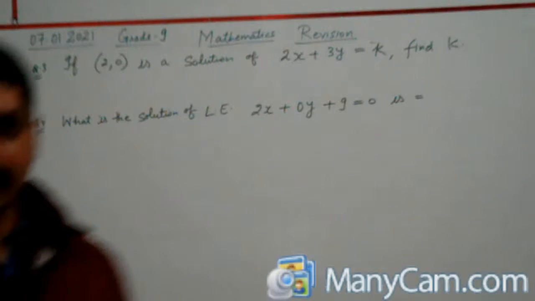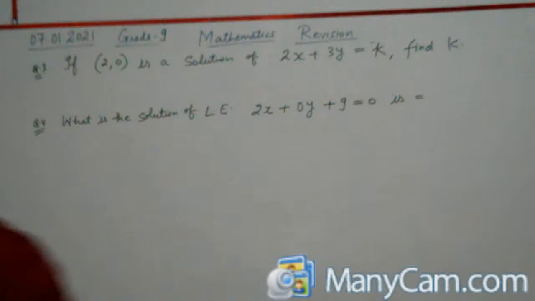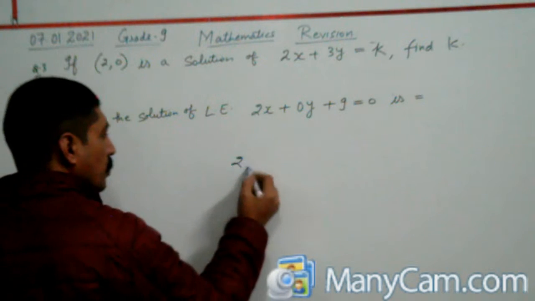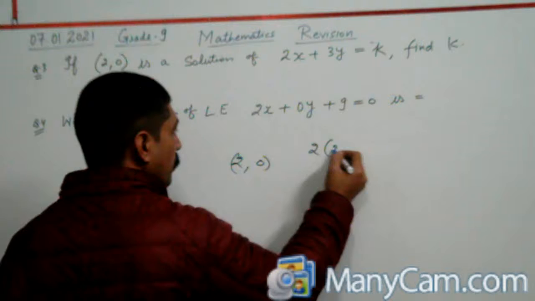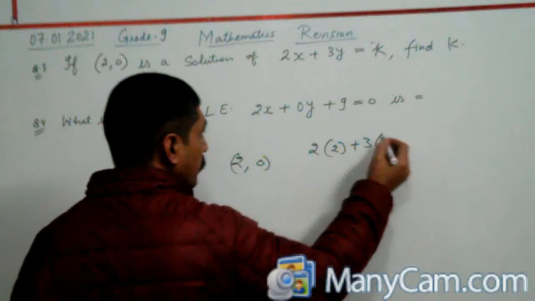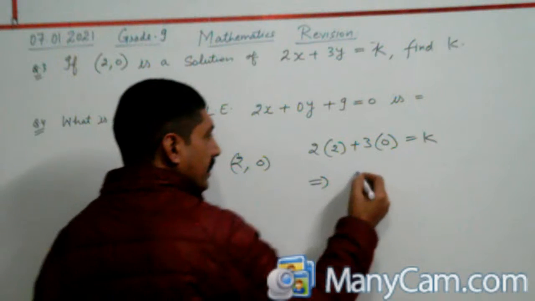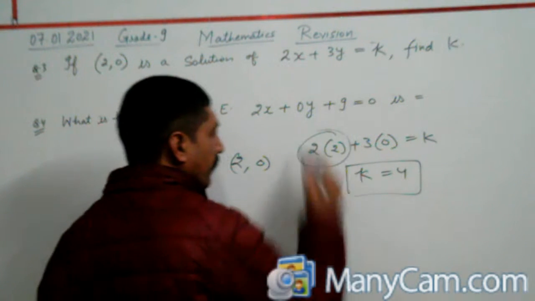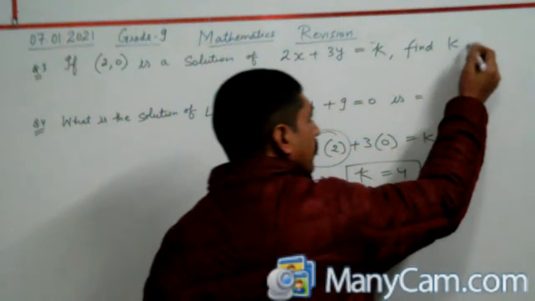Here we have k is 4. How is k 4? When we substitute the point 2 and 0, we get 2 into 2 plus 3 into 0 is equal to k. So we have k is equal to 4. Very right, 2 into 2 is 4. So the value of k is 4.